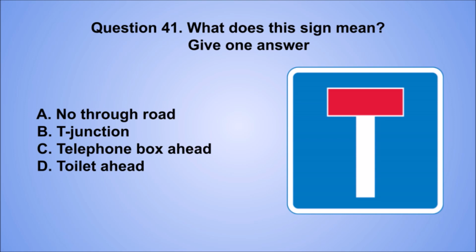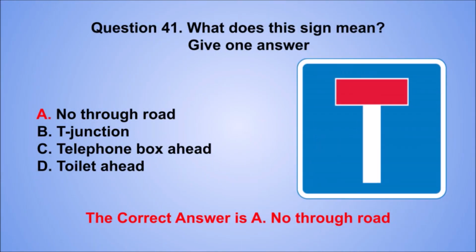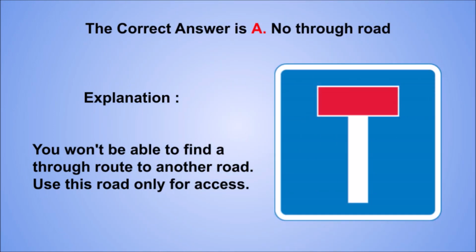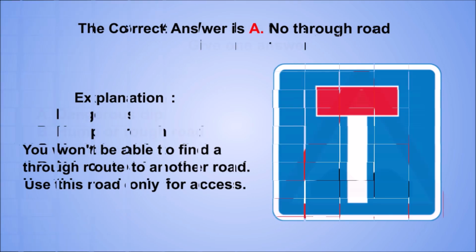Question 41. What does this sign mean? Give one answer. A. No through road. B. T-junction. C. Telephone box ahead. D. Toilet ahead. The correct answer is A. No through road. Explanation. You won't be able to find a through route to another road. Use this road only for access.